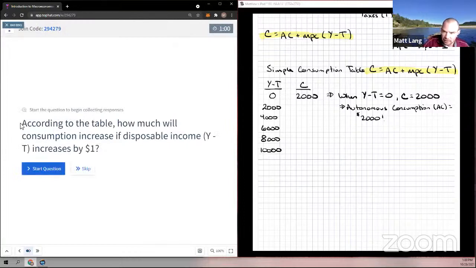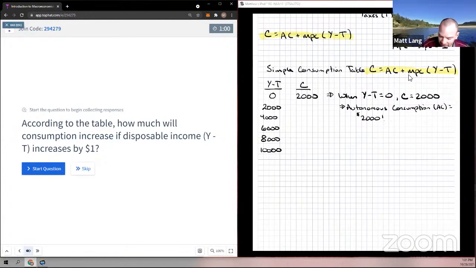So another way to think about this, according to the table, how much is this consumption going to increase if our disposable income goes up by $1? Okay, so that's the next part of this, right? Essentially, we're trying to get the slope of this consumption function, right?